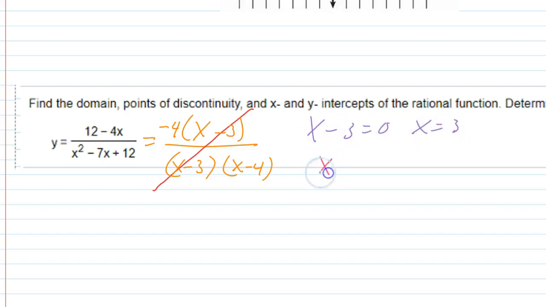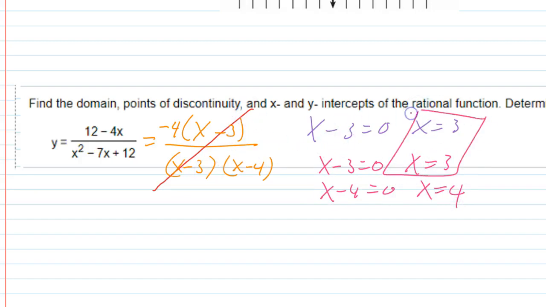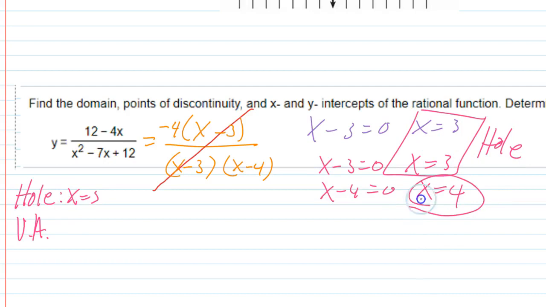On the bottom, again, x minus 3 is equal to 0 because that's the one that canceled out. X is equal to 3. And then x minus 4 is equal to 0. And that means x is equal to 4. Now, because the x minus 3 canceled out, this right there is going to be our hole. Our vertical asymptote is going to be at x is equal to 4 because remember the bottom gave us our vertical asymptote.